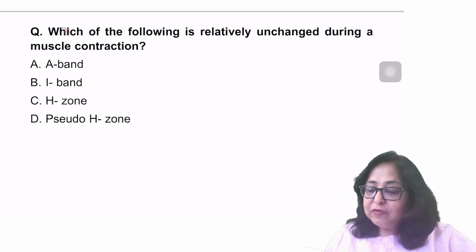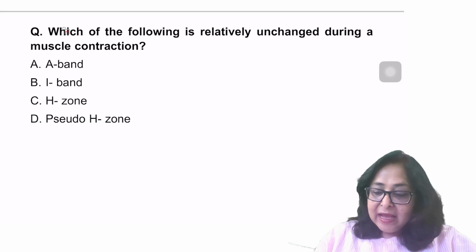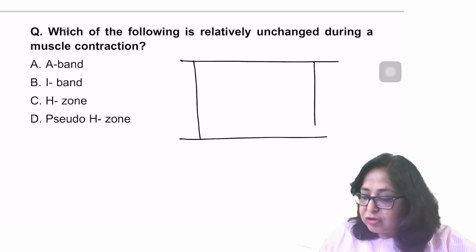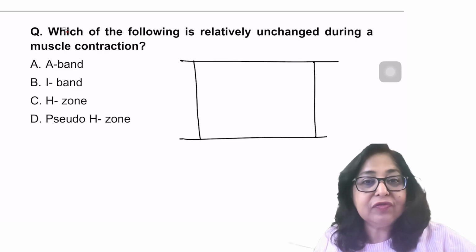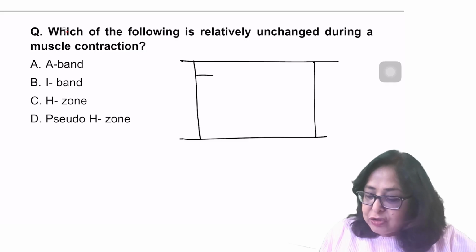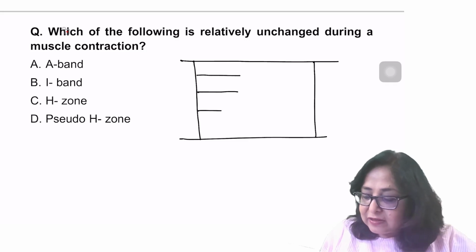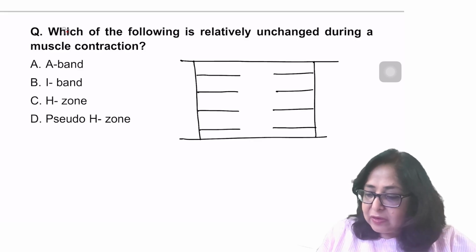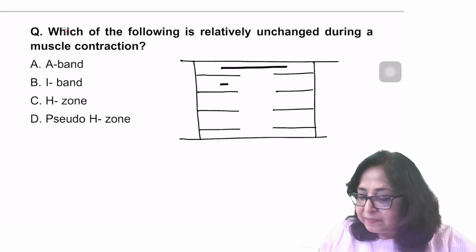It says, which of the following is relatively unchanged during a muscle contraction? Now, when I look at a muscle, between the two Z lines, we have the structural and the functional unit of the skeletal muscle, which is called the sarcomere. Attached to the Z line is the thin filament, which is actin. And then we have the thick filament, which is myosin.